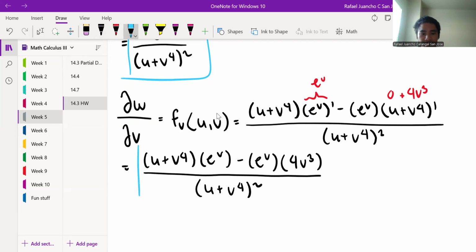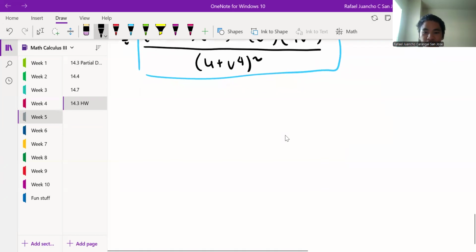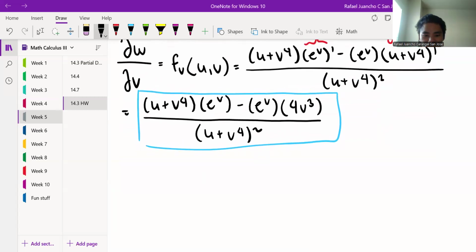And I'm done. Do I need to simplify? I don't need to. Is it better to simplify for future problems? Yes, when we're plugging in values, because it's way easier. But in this case, I'm not going to do it. Okay, that's it. And you can see that it's really different from our previous ones.